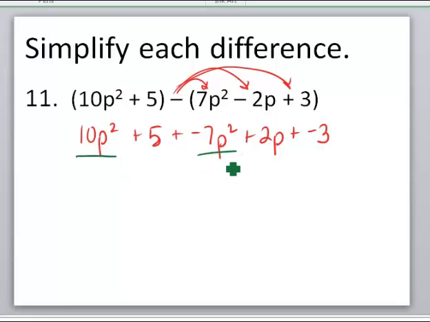10p squared and negative 7p squared was 3p squared. I have a 2p, and I have 5 and negative 3, which gives me 2.